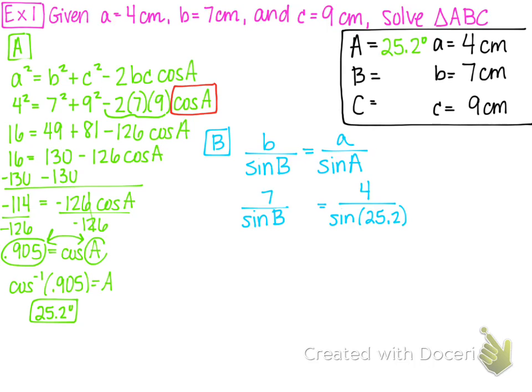Now, this is just like what we were doing before, except we're going to have to do the inverse at the end to find out what big B is. So we need to cross multiply. So we've got 4 times sine of big B, and we don't know what that is, so we're just going to write 4 times sine of big B. Then in your calculator, you can put 7 times sine of 25.2. And you get 2.980.